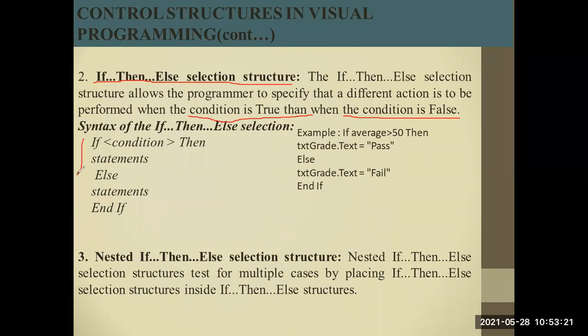Then the next is what the syntax is. The syntax is very simple, quite similar to the previous one, but there will be an else part. There will be If, and I will check the condition. If this condition is true, then we perform this statement. If this condition is false, we skip this one and move to the else part, and we execute that. Again, you have to remember that every If statement should be ended with an End If statement.